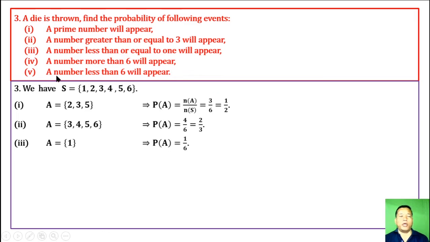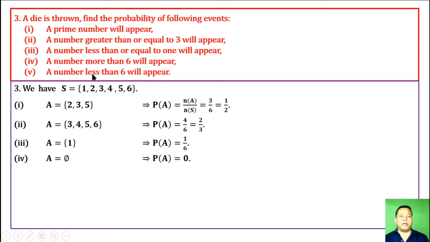Roman number 4: A number more than 6 will appear. A is empty, that is, there is no number greater than 6 out of 1 to 6. Therefore P of A is 0. This shows that in this case A is called an impossible event.